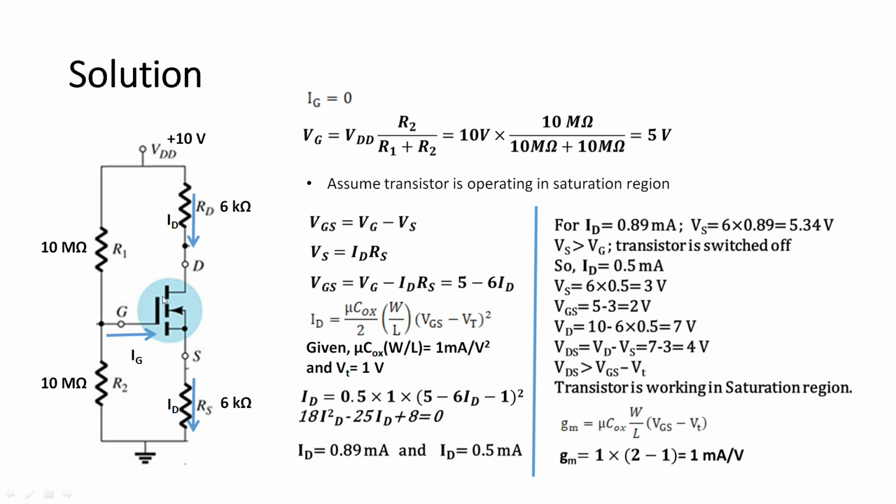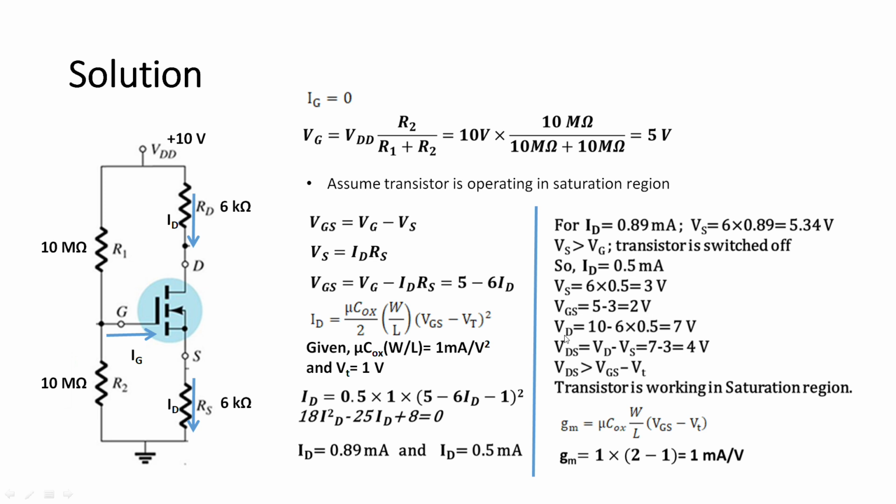But this is an NMOS transistor. So to switch on this transistor, Vg should be positive relative to the source. That means VGS should be positive. So this ID is not right. So we will consider the ID value as 0.5 milliampere. So Vs will become 3 volt and VGS will become 2 volt.